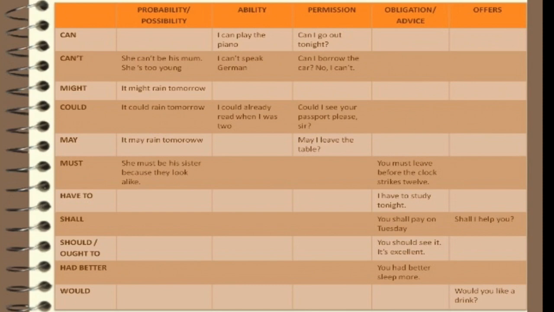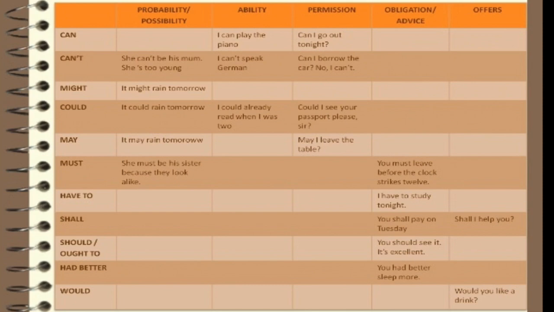There are some other modal verbs like have to, shall, should, ought to, had better, or would. Generally they show obligation or advice. For example, I have to study tonight. Shall: you shall pay on Tuesday. Or sometimes we use shall to offer something: Shall I help you? So in this way we can use modal verbs.